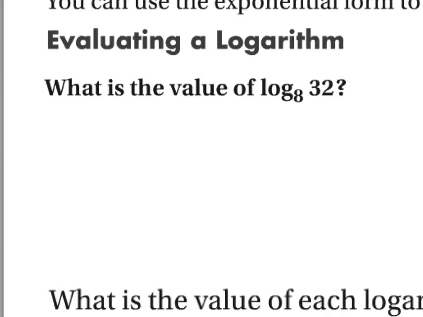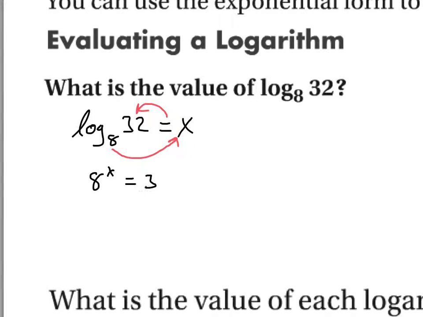So to evaluate this, what we essentially do, log base 8 of 32, we want to find out what does that equal. And so we essentially write a little equation and just say, well, that equals x. We're solving for x. Then what I want to do is rewrite it in exponential form. So 8 to the x power equals 32. Okay, so I'm solving for x. 8 to the x power equals 32.